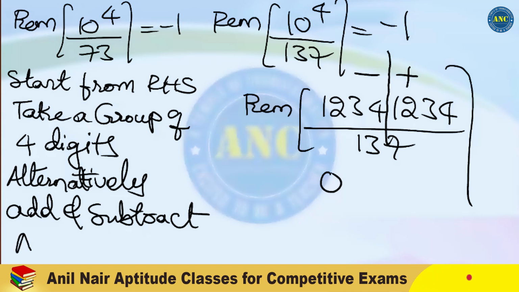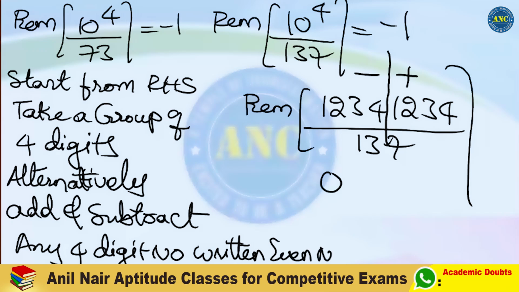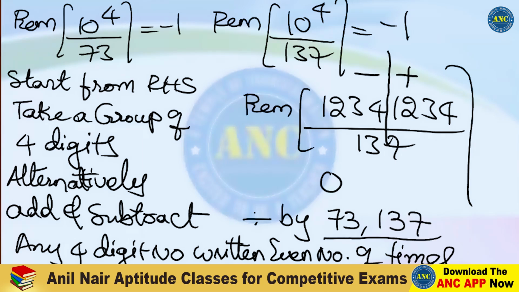Or in other words, any 4 digit number written an even number of times is always divisible by 73 and 137. Are you all with me? 10 power 4 divided by 73 leaves remainder 1, and 10 power 4 divided by 137 leaves remainder minus 1. Idea clear? Now you can start developing your own questions.